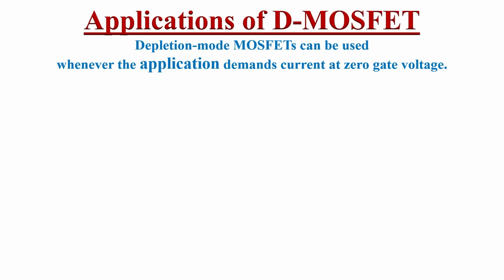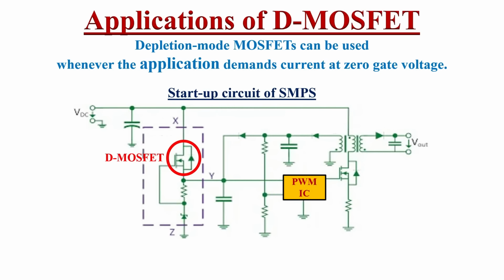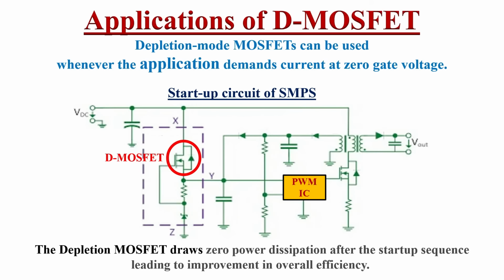Now let's discuss briefly some applications of depletion MOSFETs. Depletion MOSFETs are generally used where an application demands current flow at 0 gate voltage, like the startup circuit of SMPS. Here in this circuit, the depletion MOSFET provides the initial current required by the PWM IC to kickstart the operation. The main advantage of this approach is that DMOSFETs dissipate 0 power, so overall efficiency is improved.